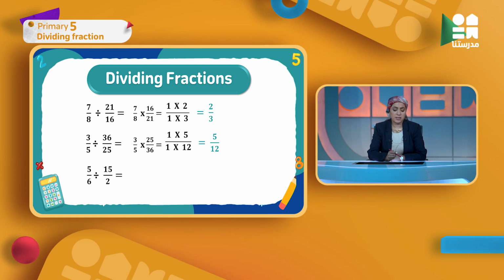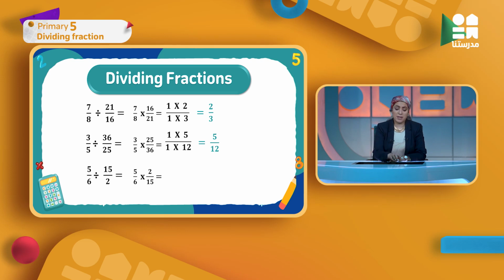5 over 6 divided by 15 over 2. Now, again, the first fraction, will I change it? No. Then I put it as it is. The divide sign will be times, and I convert or flip the last one. It will be 2 over 15.